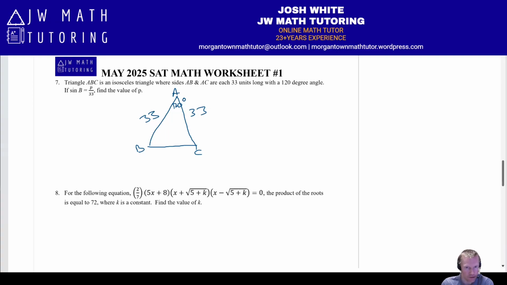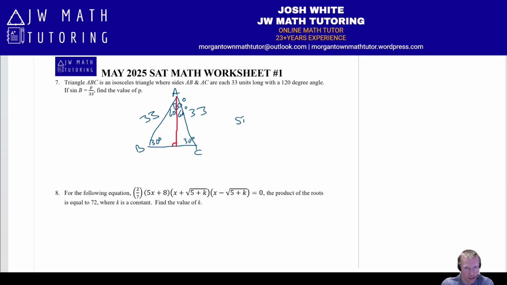Now, that leaves 60 degrees to be split up between the two base angles, and they have to be congruent, of course, because they are each across from congruent sides. So we've got a 30 and a 30. It says if sine B equals P over 33, what is P? So all we have to do is split this triangle right down the middle into two congruent 30, 60, 90 triangles. Again, the diagram is not to scale, so don't worry about that part. The 120 gets split into 60 and 60.